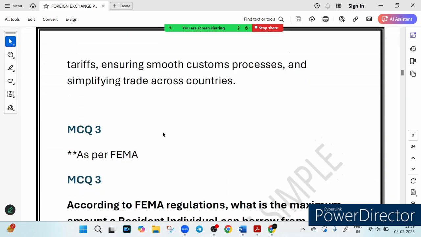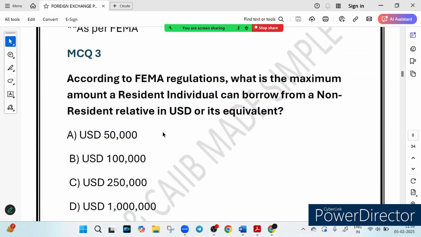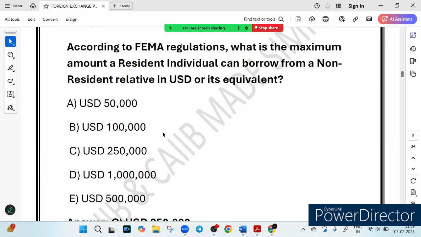The next question is, as per FEMA regulation, what is the maximum amount a resident individual can borrow from a non-resident relative in USD or equivalent? Very nice question it is. Let's try to go through it. Option A says $50,000. Option B says $1 lakh, then $2.5 lakh, $10 lakh, and $5 lakh.